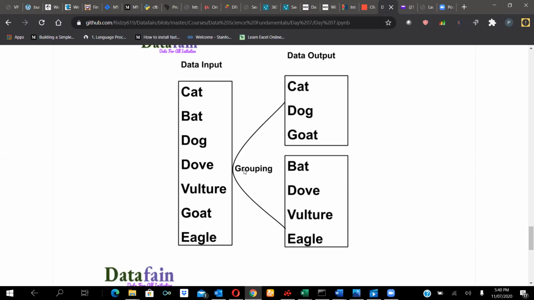There's no output variable. All it depends on is your algorithm, your machine learning model. Based on your model, it will group your data set and give you an output. So you, as the machine learning engineer, will decide how you want to build your model for it to give you the desired output that you want.